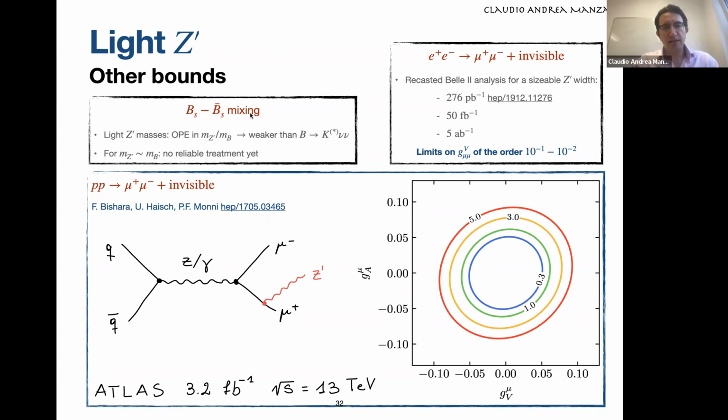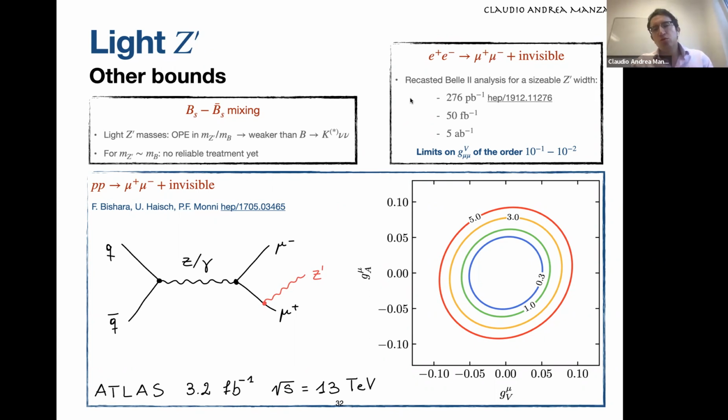And that's the reason why I won't show any bounds from Bs mixing in the following. And then we have bounds from e+ e- into μ+ μ- plus invisible, where you can radiate a Z' in the final state from the muon. So here we used the latest analysis from Belle II.